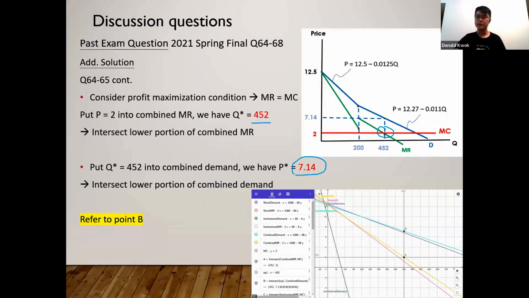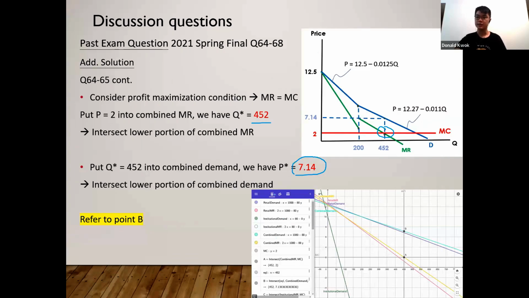If you're trying to understand the graph, you can refer to the diagram on top here for better visualization. Whereas if you're trying to look for the numbers, you can refer to the GeoGebra screenshot below. It's hard to understand the shape of the demand and MR curves in the GeoGebra screenshot because it's a little bit messy in this case. That's about the technique of solving question 64 and 65.